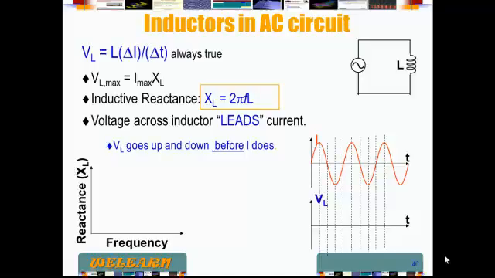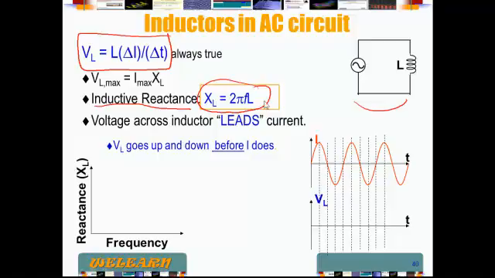In the case of an inductor in an AC circuit, what's always true is this expression: VL is L delta I over delta T. Now, like we did for the capacitor, we can define what we call inductive reactance. Notice here the difference. XL is 2 pi F times L. Remember, for a capacitor, it is 1 over 2 pi F times C.